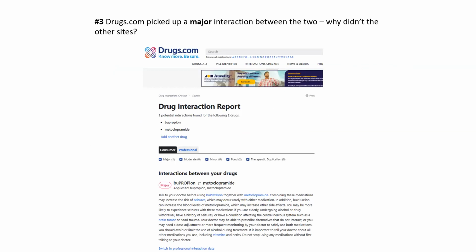Drugs.com is another reliable source, and this is showing as a major drug interaction. It can increase the risk of seizures. Okay, it can elevate levels of metoclopramide. And so the question is, why do the other sites pick up this drug interaction?